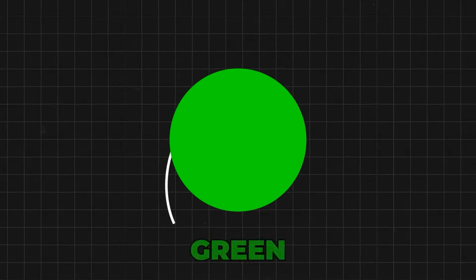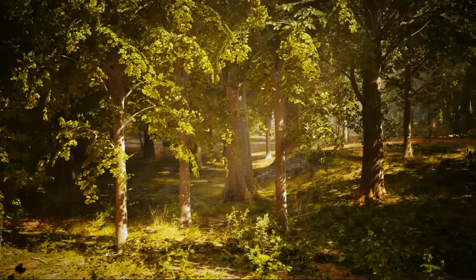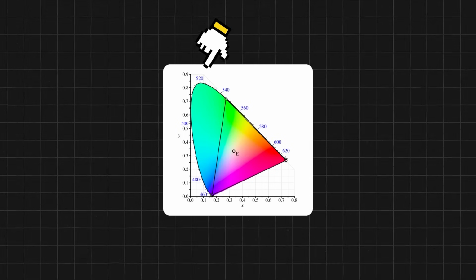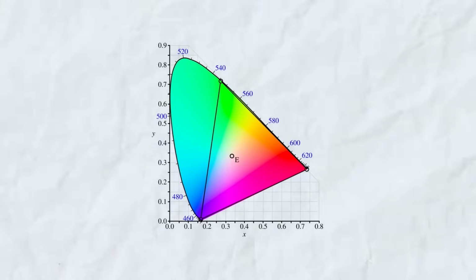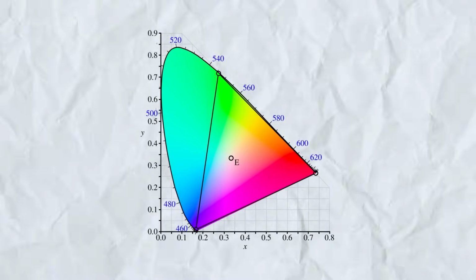Isn't that just green? No. Well, yes, but it's not green. The green you'd see in real life at the top here isn't the green that your monitor displays, because it can't. And this weird blob thing has everything to do with it.